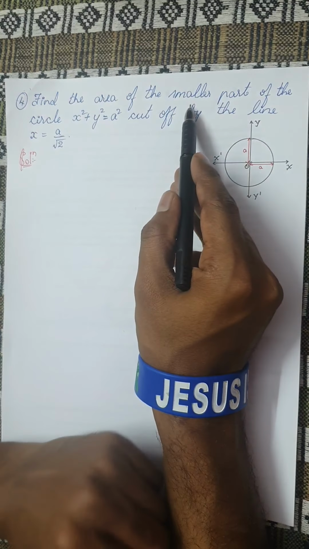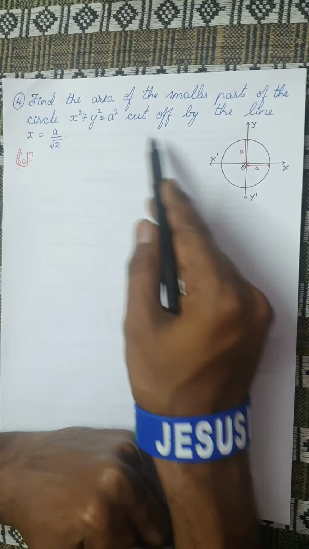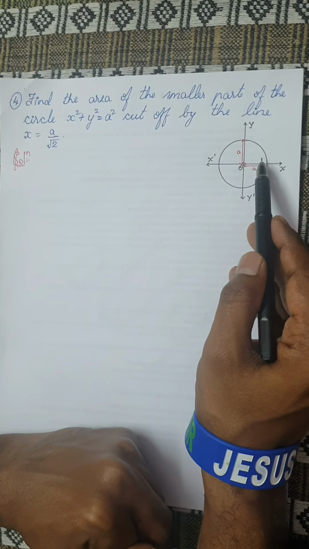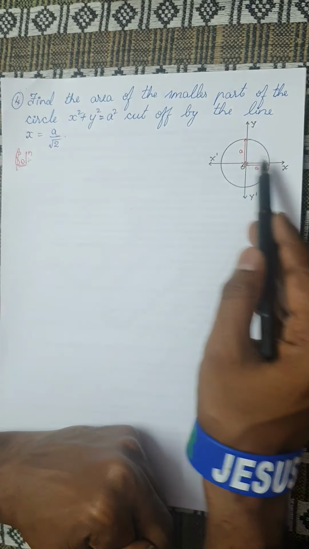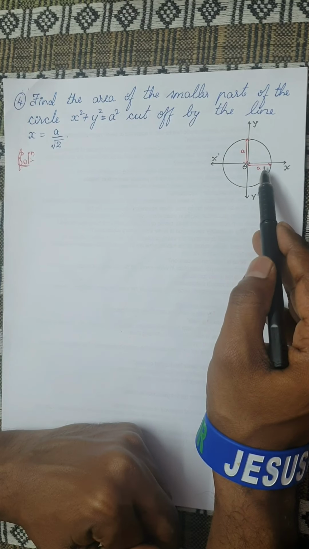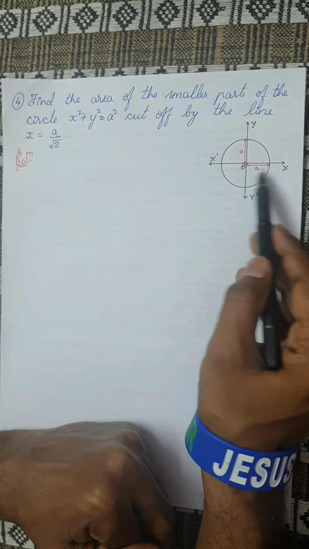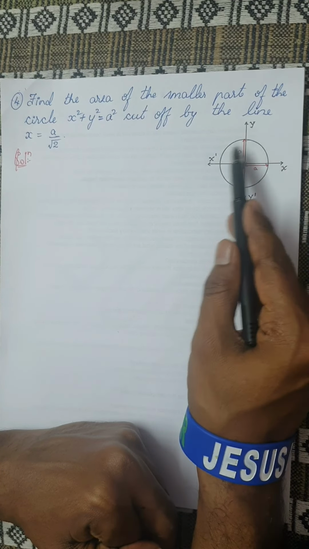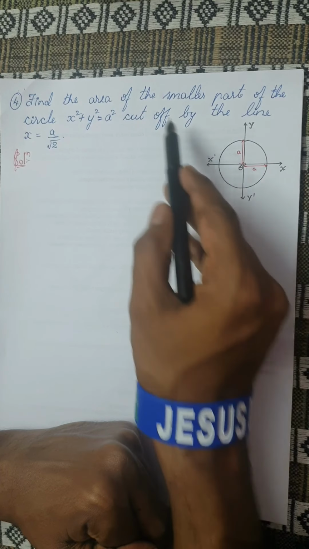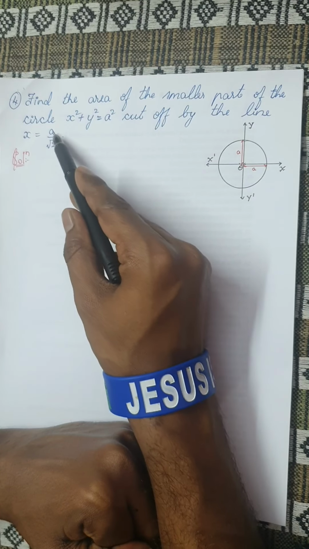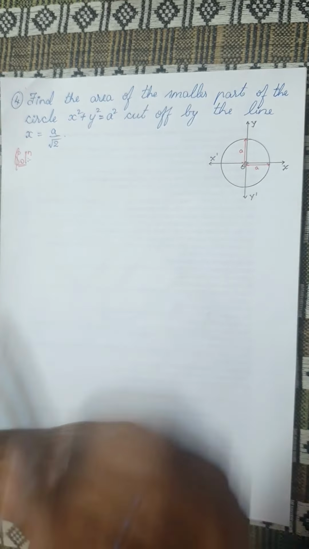Find the area of the smaller part of the circle x square plus y square is equal to a square. I'm considering the standard equation of the circle x square plus y square is equal to a square, where a is the radius of the circle. We know the curve is symmetrical about both axes, cut off by the line x is equal to a divided by root 2.